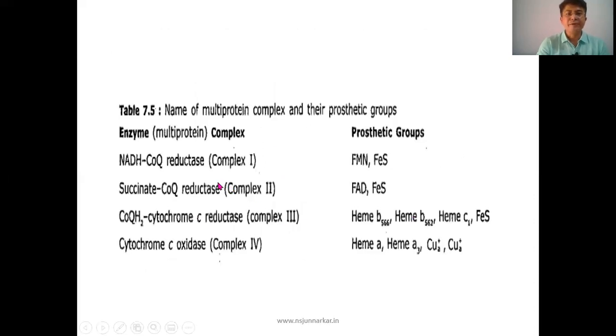So here, if we look at complex 1, it has the prosthetic group FMN and iron sulfur proteins. Then complex 2, which is called succinate coenzyme Q reductase, has FAD and FeS. Coenzyme Q reduced coenzyme Q and cytochrome C reductase is called complex 3, which has heme B 566, heme B 562, heme C1 and iron sulfur proteins. Cytochrome C oxidase is complex 4, which has a heme group and copper ions.